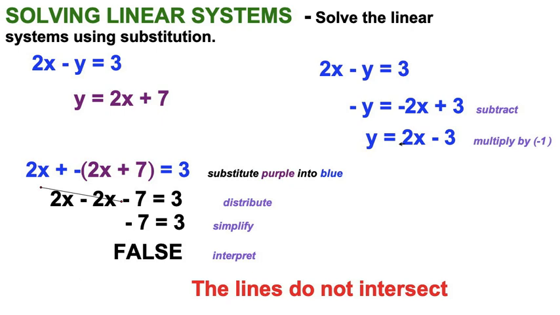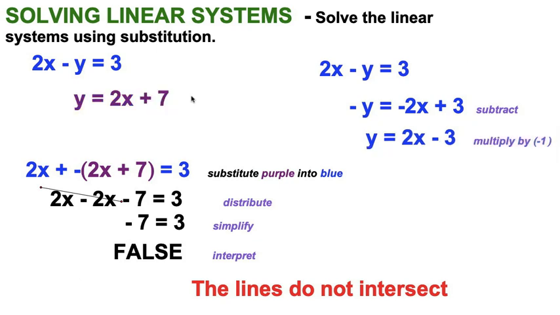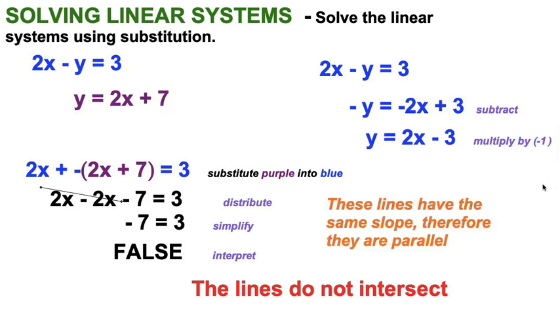And check this out. You've got this equation is in slope-intercept form. This equation is in slope-intercept form. They have the same slope, and they have a different y-intercept. They have the same slope, different intercept. They are parallel. And as you know, parallel lines in the same plane, we're talking Cartesian plane here, do not intersect. So we're sticking in the world of Euclidean geometry.